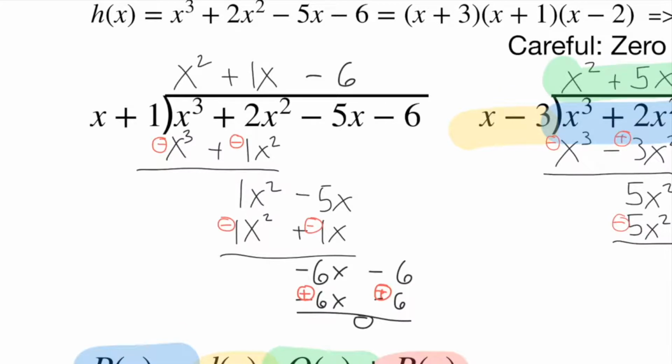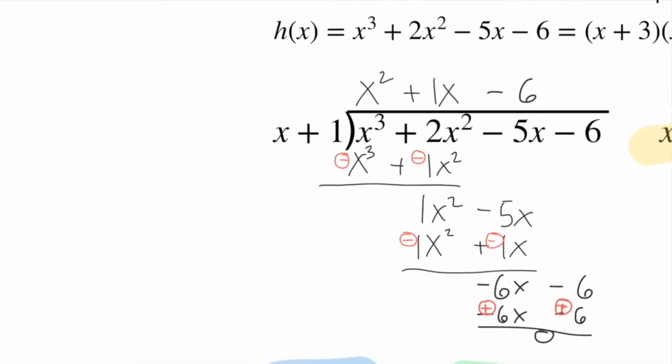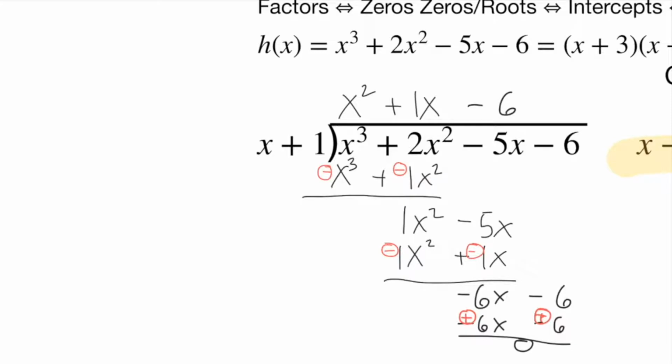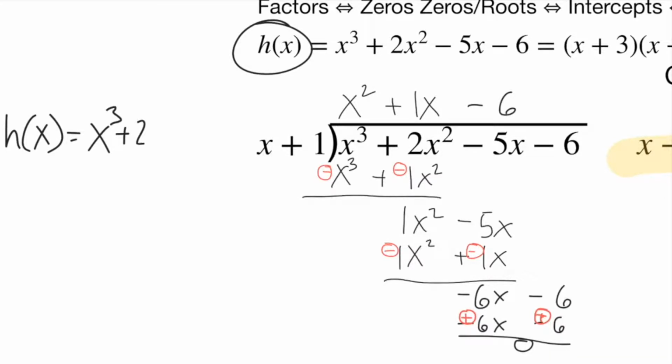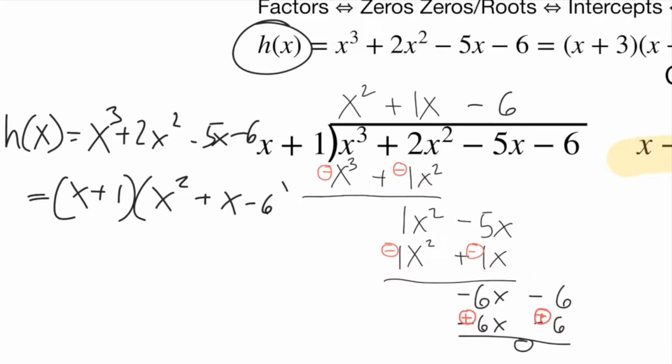We can say that this entire polynomial divided by this smaller polynomial is this polynomial right here. Now, why is that so significant? It's significant because it's how we started to factor this in the first place. If you're looking to factor h of x is equal to x cubed plus 2x squared minus 5x minus 6, well, we found that when we divided out x plus 1, we got x squared plus x minus 6.